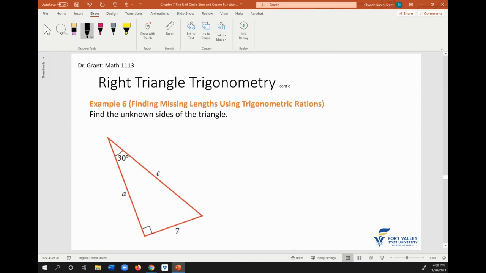Alrighty, so let's say we're given a triangle and we need to figure out the missing sides. And this is quite a popular type of problem. Usually, what we would first note is our trigonometric ratios.